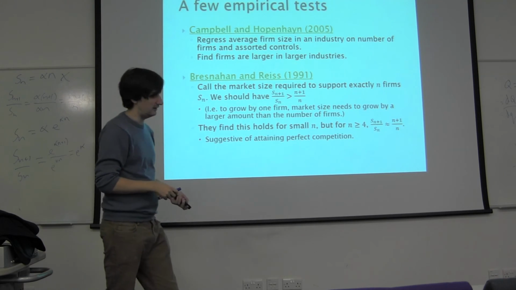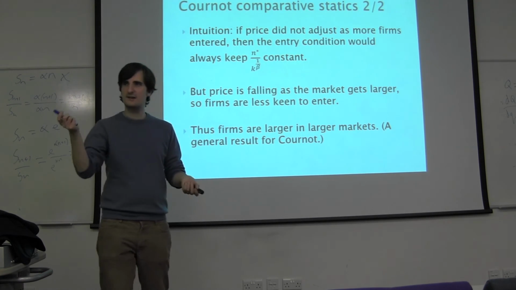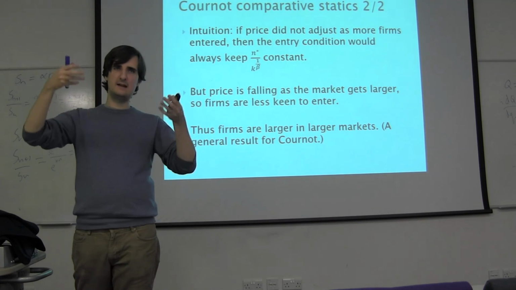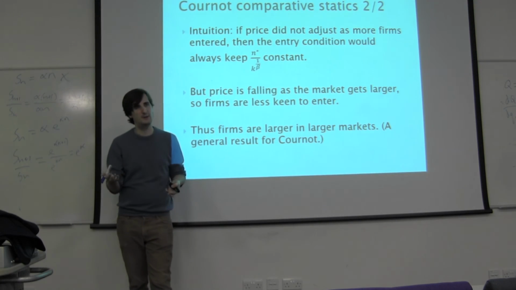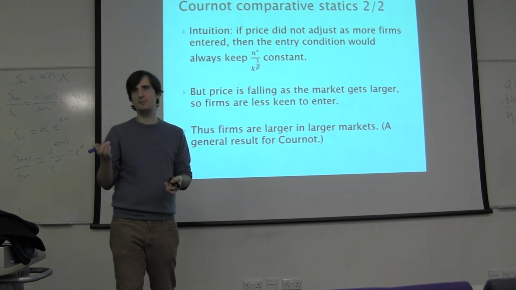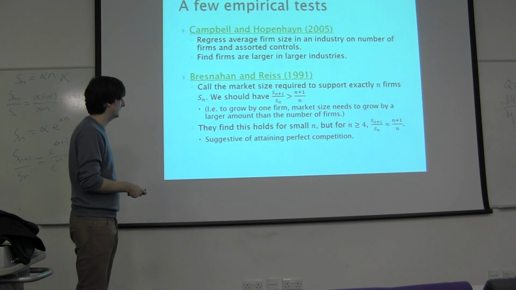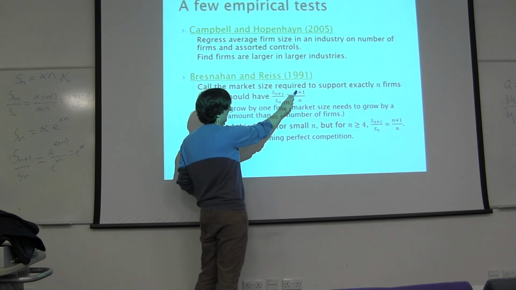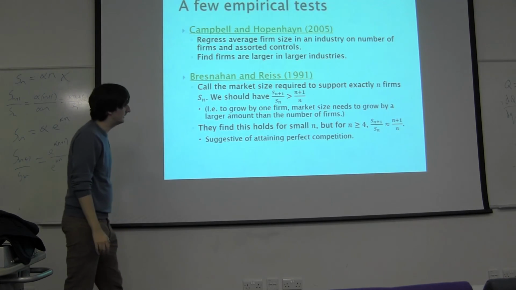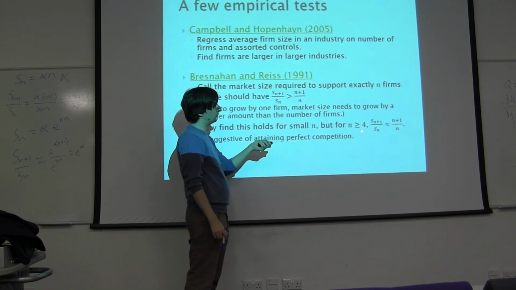Because of what I said here, as markets get larger, more firms enter, prices fall. That makes it less tempting for new firms to enter. Okay, so the number of firms grows less than proportionally with the size of the market. So according to Cournot competition, we should have this thing: Sn plus 1 over Sn is bigger than n plus 1 over n. And what they find is that this holds for small n.